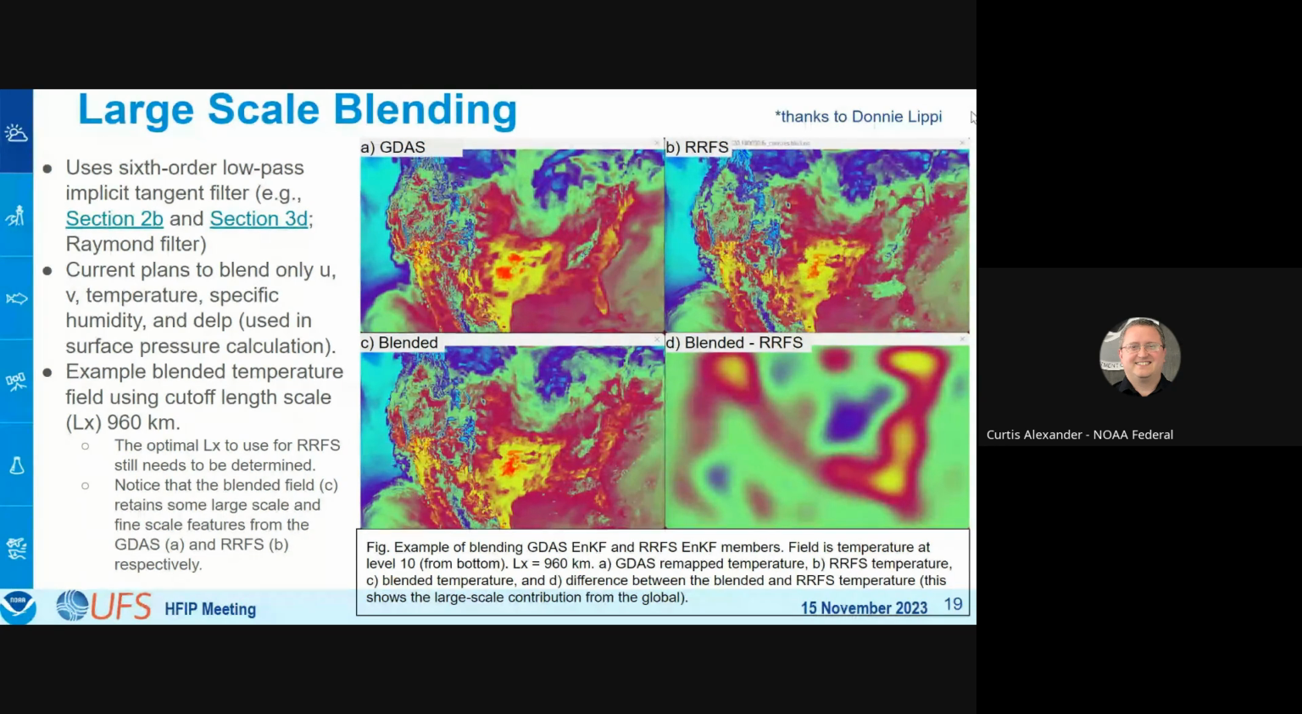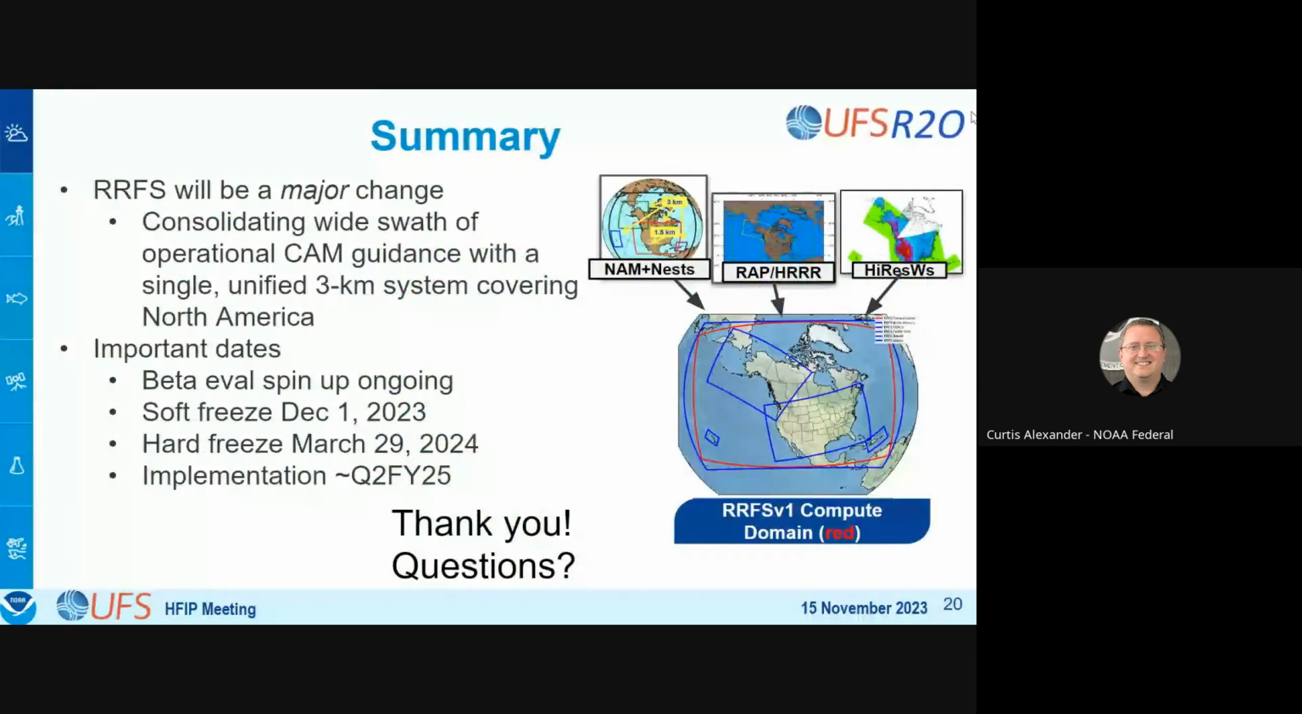So I think that's my last slide. And yep, in the summary, big change coming with the RFS, replacing a lot of regional modeling systems. We're going to start a beta evaluation now, basically, with the soft freeze of the RFS here at the beginning of December. Hard freeze is slated for the end of March if the beta evaluation is successful, and then we'll go into the formal science evaluation beginning in April, with a targeted operational implementation Q2 of FY25. So I'll stop there if there's time for questions. If not, I look forward to the discussion later.